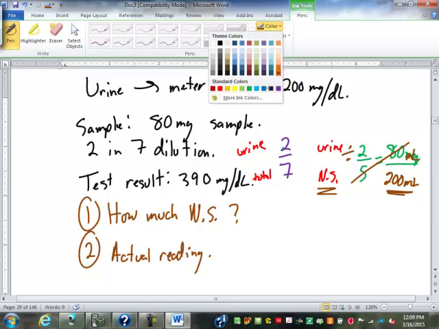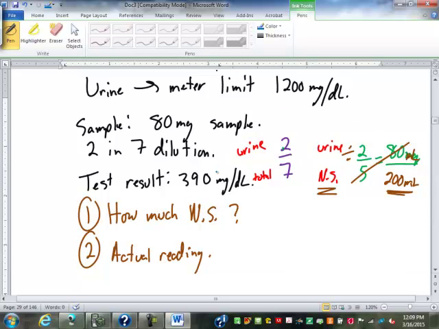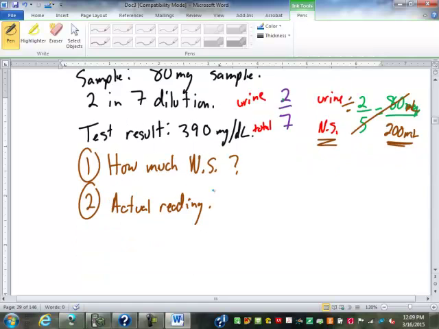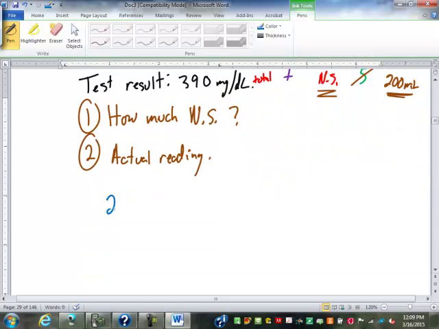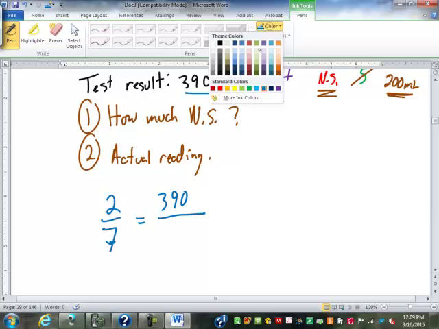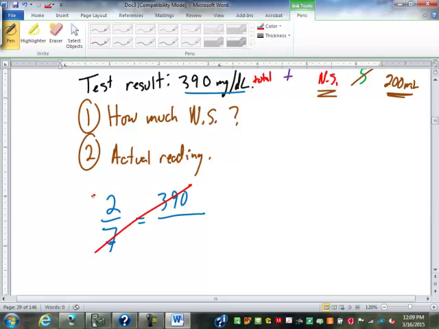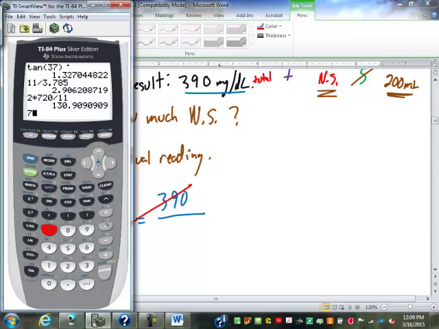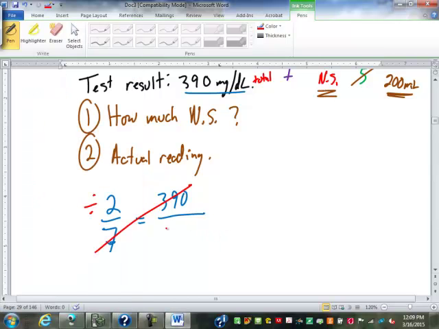So once we've properly diluted it, we have 2 in 7 is our dilution still. We have a 390 reading. So the 390 goes on top. And we'll cross multiply and divide. 7 times 390 divided by 2 gives us 1365. So 1365 milligrams per deciliter.